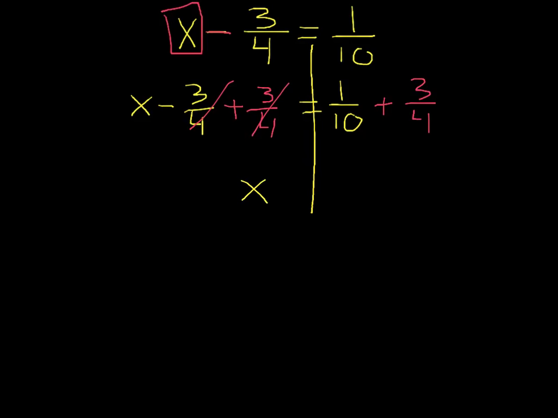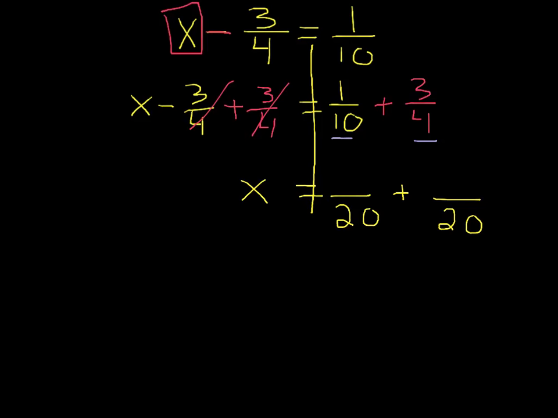X is left over on the left, and now let's rewrite these fractions with a common denominator. Let's think. 10 and 4 both go into 40, because 10 times 4 is 40, but they also both go into 20. So let's change the denominator to 20. So if I change both of these to 20, how do I change my numerators?